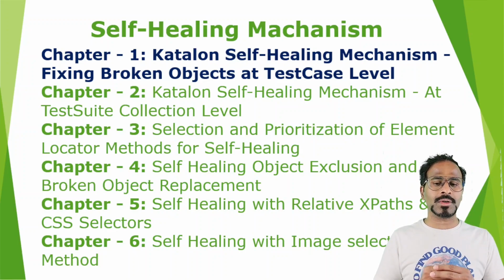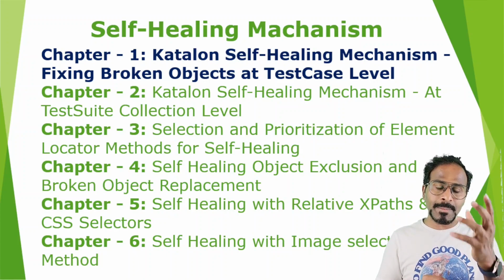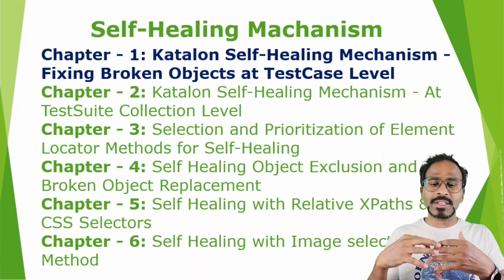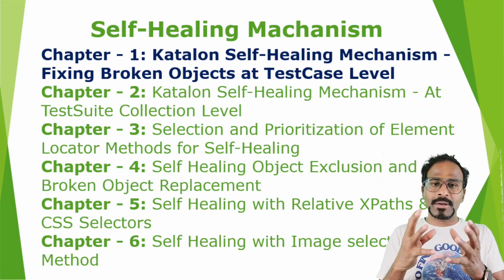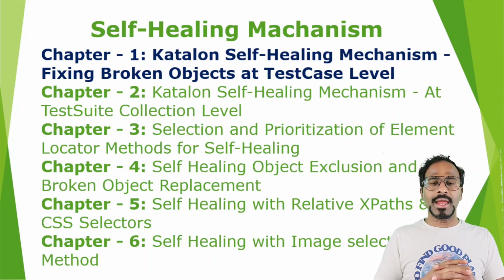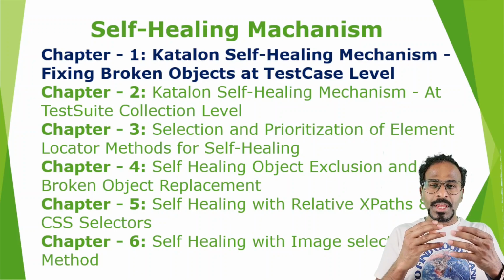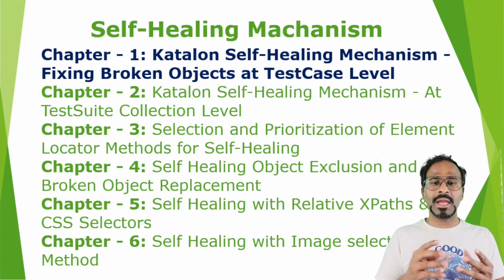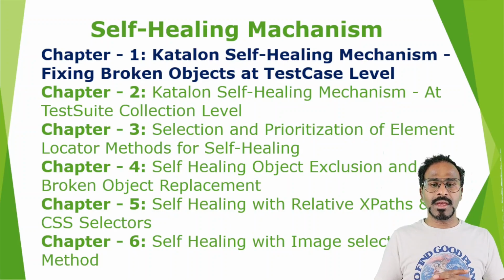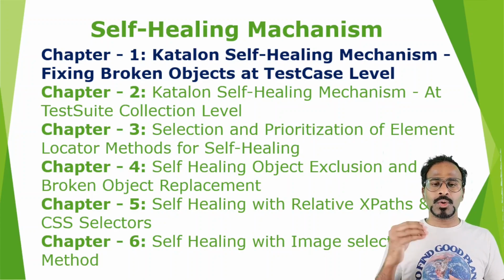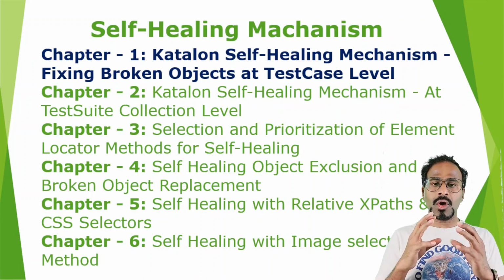And then chapter 4, self-healing object exclusion and broken object replacements. So basically, how can you exclude some of the locator methods for self-healing, and how can you replace the broken objects by performing self-healing. And then chapter 5, self-healing with relative XPaths and CSS selectors. And chapter 6, self-healing with image selector method. Okay, so I'm going to cover all these chapters. For this session, we are going to concentrate on chapter 1.